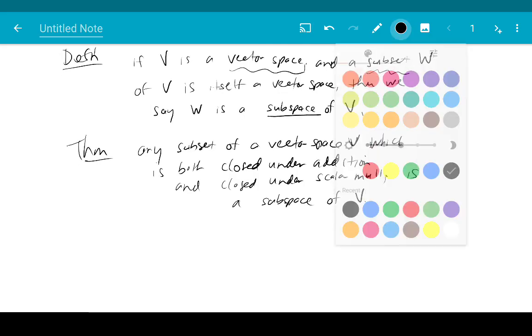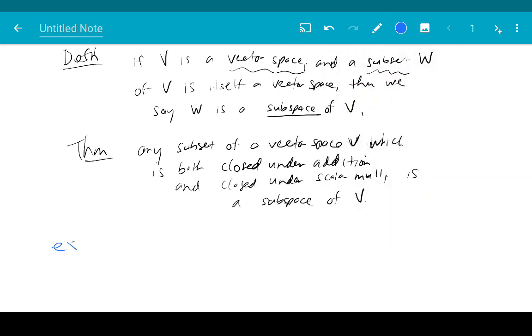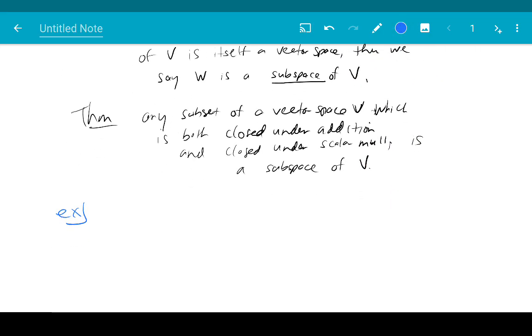So let's do a couple examples of this idea. How about this? Let V equal M2,2. Remember, we just learned what that means. M means matrices, and the 2 and 2 mean the size of the matrices. So this is all 2 by 2 matrices where the entries in the matrix could be any real numbers.